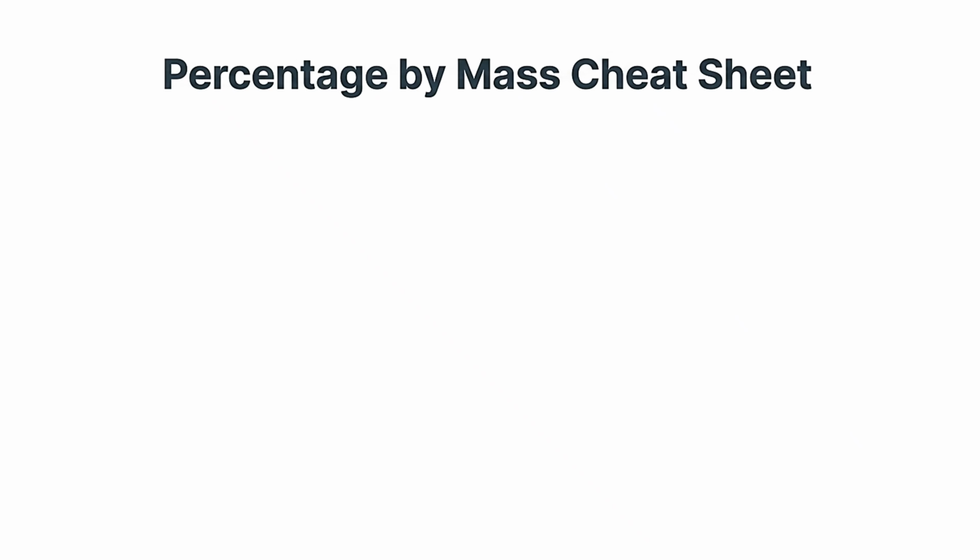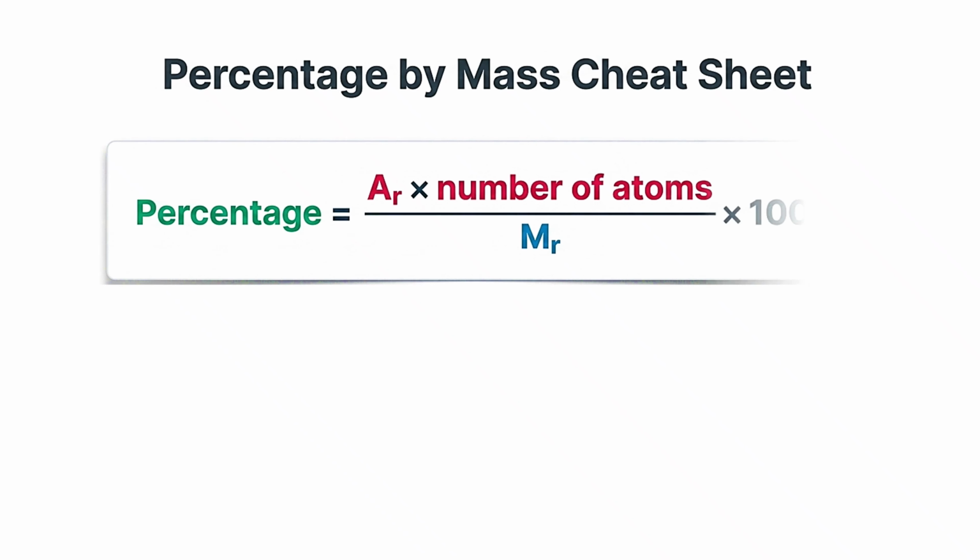Before we jump into the math, I want to share a very helpful cheat sheet with you. Please feel free to pause the video and save this slide for your exam revision. The overall formula tells us that the percentage of a target element equals the atomic mass, denoted by Ar, of your target element multiplied by its number of atoms in a compound, divided by the total mass of the compound, denoted by Mr, and then multiplied by 100.